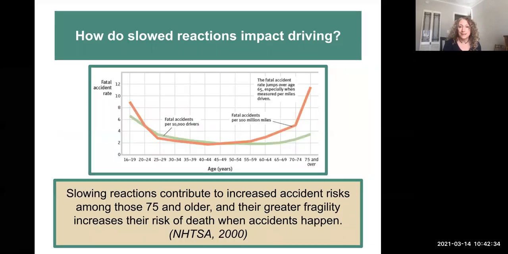So the other big thing is slowed reaction time. So that's why as you get older, you have to have other driving tests just to make sure that your reaction time is appropriate. As you can see, there is a dramatic increase in fatal accidents at a certain age because of this slowed reaction time. And, I don't know if your grandparents still drive, but.